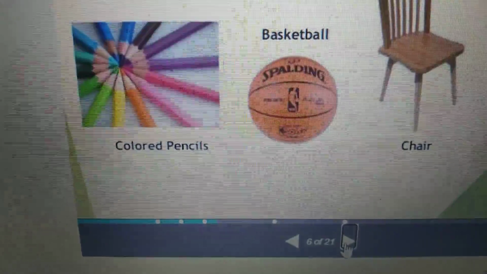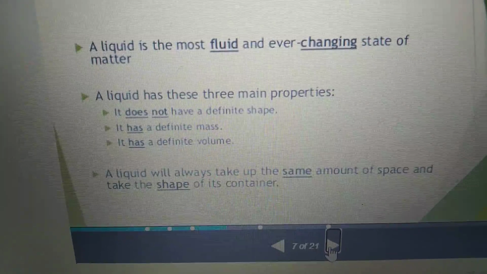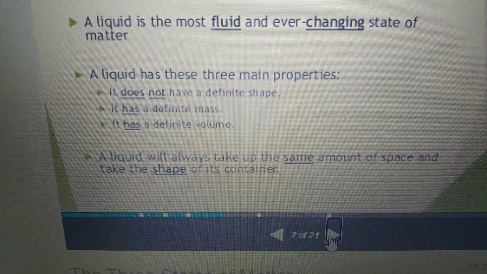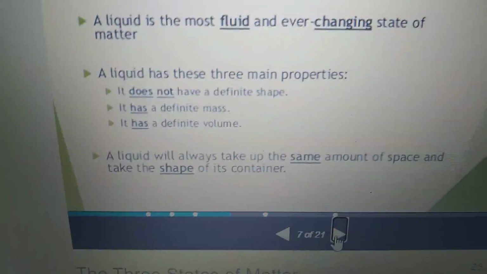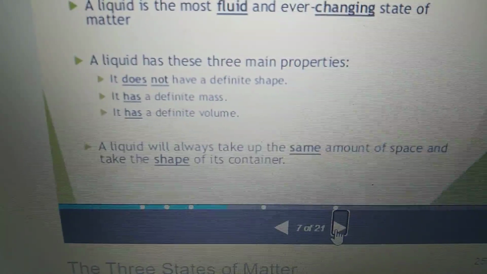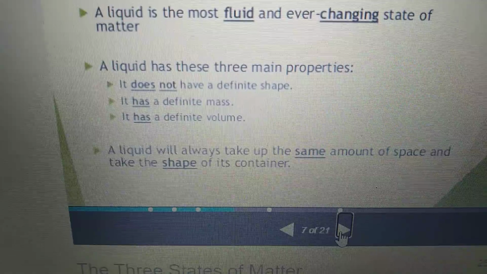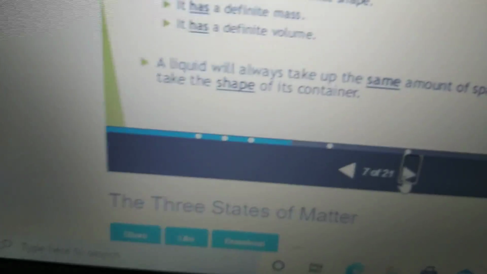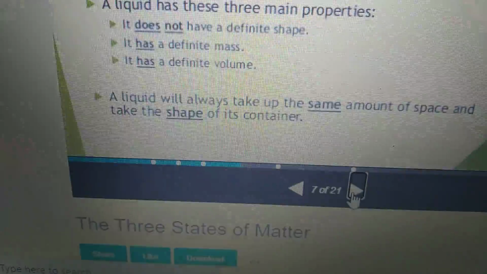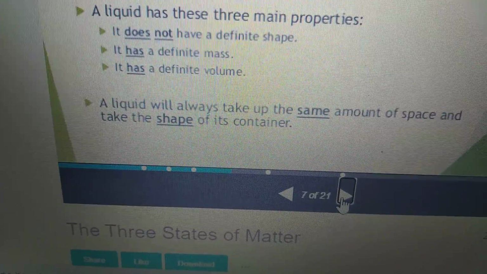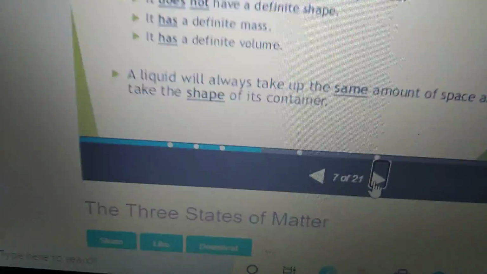Next, coming to the liquid. Liquid is the most fluid and ever-changing state of matter. So how many properties does it have? Three main properties. It does not have a definite shape because of its flowing nature. It has definite mass, yes. If you weigh 1 liter of milk, it has mass or not? It has definite volume also. What is the capacity of the milk means you will take 1 liter, 2 liters like that. So a liquid always takes up the same amount of space and takes the shape of its container.